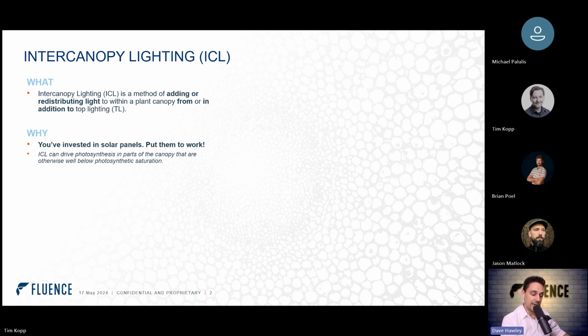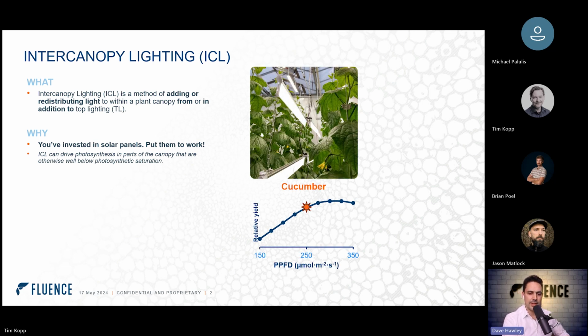So, if we think about this, based on what we've seen in other crops, it's really about adding light to solar panels that aren't working very hard already, right? And if you think about cucumber, if you have a lot of light at the top of that canopy, those upper leaves may be close to photosynthetic saturation. And that's what I'm illustrating on this graph right here.